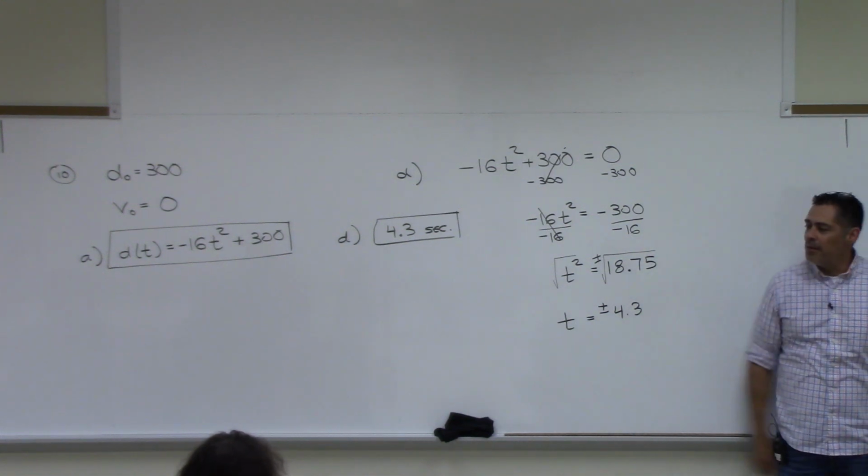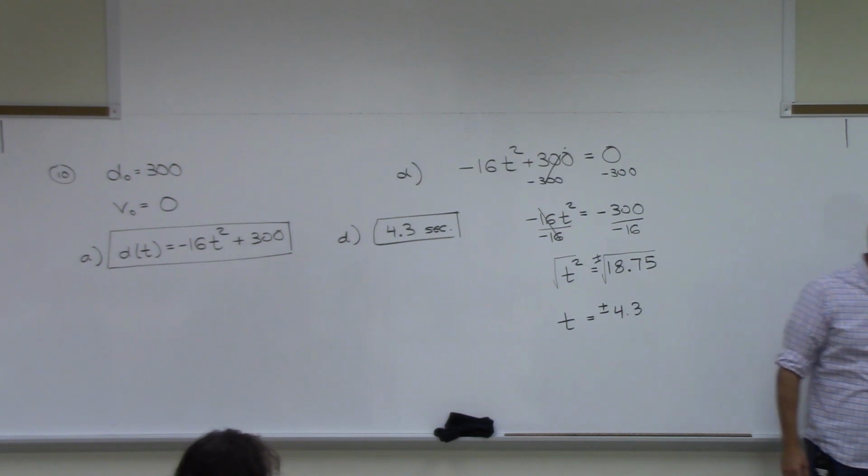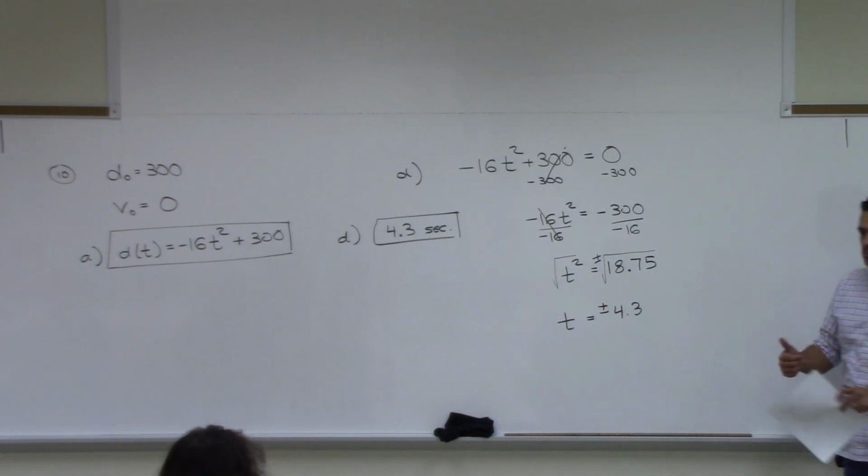So anyways, all right, that ball took 4.3 seconds to hit the ground, dropped from a 300-foot bridge. Okay, number 10, good? Okay.